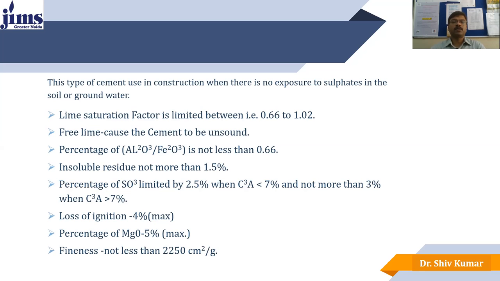The percentage of SO3 is limited to 2.5%. C3A, tricalcium aluminate, should be less than 7%, and loss on ignition is 4% maximum. The percentage of magnesium oxide is 5% maximum, and it should be less than 5%. Fineness should be not less than 225 square meters per kilogram, or 2250 square centimeters per gram.